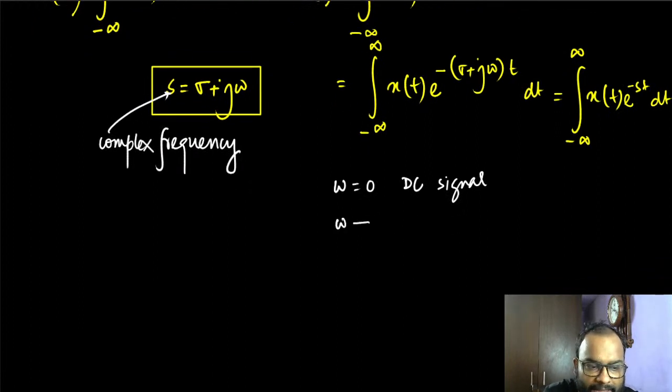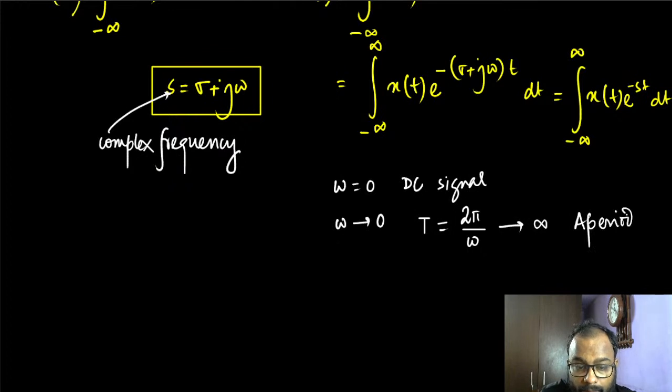But when we mention omega is a very small quantity, omega tending to 0, not exactly 0, that means the time period of the signal, which is 2 pi by omega, using radian per second as the unit, would tend to infinity. So this indicates that the signal is aperiodic. There is a very stark distinction here. If omega is infinitesimally small, that indicates the signal we are talking about is aperiodic. But if omega is equal to 0, then that's a DC signal, or a constant signal.